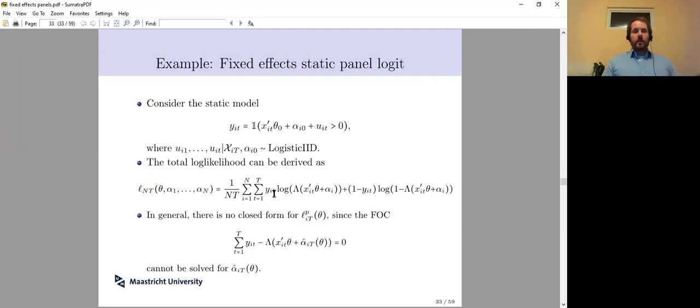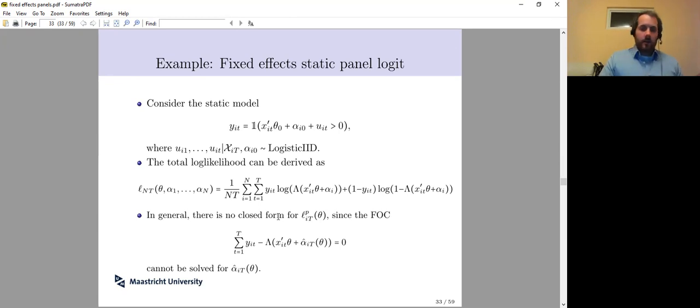Now, let's take a look at a more interesting example. The Neyman Scott example is very insightful, but it's not really of practical relevance. Let's say we want to fit a static logit model with individual effects. Then the likelihood for the whole sample can be written like this. This is something that we've seen before. The only difference is that we include these alphas. What we've also learned already is that we cannot solve for anything. The model is too nonlinear. We cannot find any closed form expression for alpha hat or for the maximum likelihood estimator.